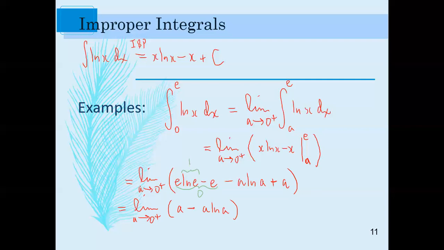Okay, the a part is pretty straightforward. You know what I'm saying? What about the logarithm of a part? What do you think about that? What's the form of that thing? What does logarithm go to as a goes to 0 from the right? Do you remember what the graph of logarithm looks like?